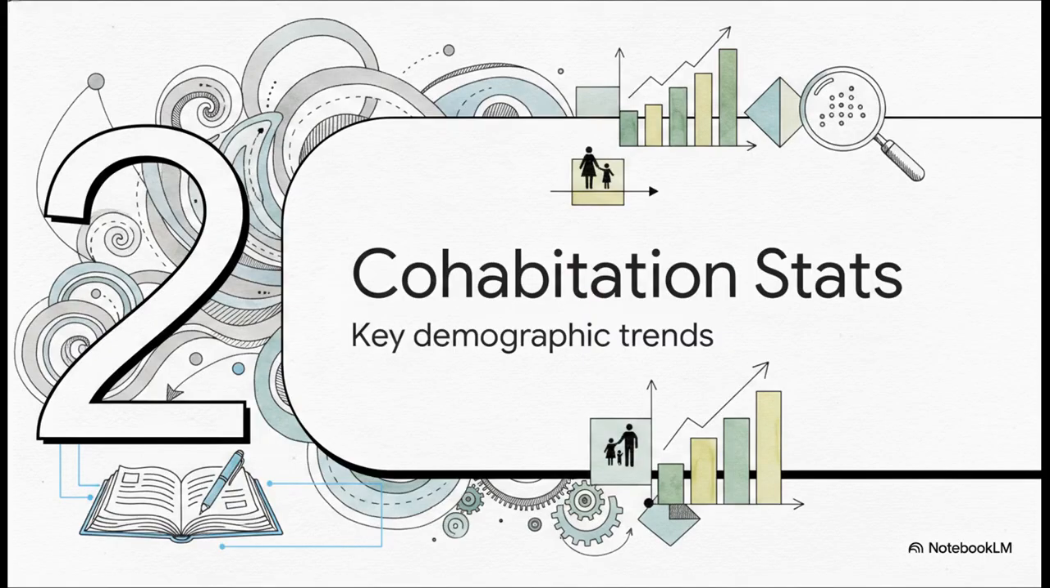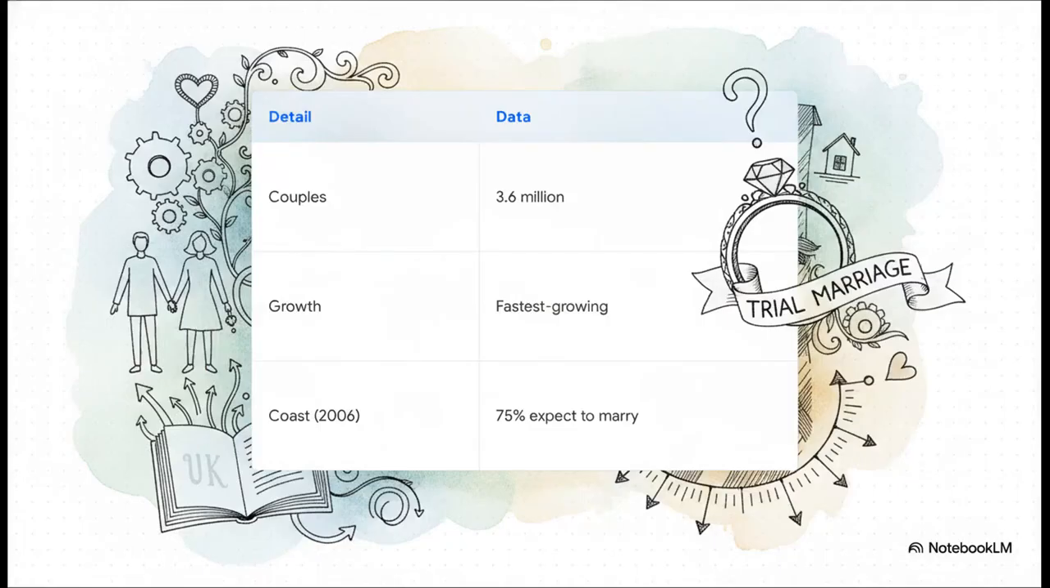Moving on to Section 2, Key Trends in Cohabitation Stats. Let's transition from pure theory to the hard demographic data the OCR mark schemes are begging for. You're going to want to lock these key demographics right into your memory. You simply must be able to cite that cohabitation is the fastest growing family type in the UK, clocking in at over 3.6 million couples.